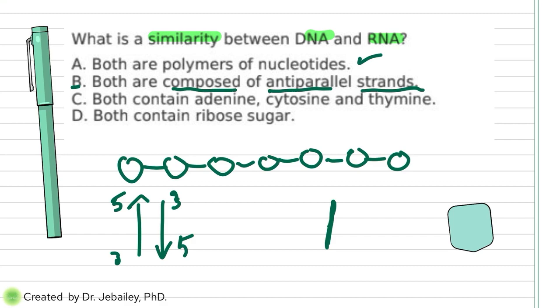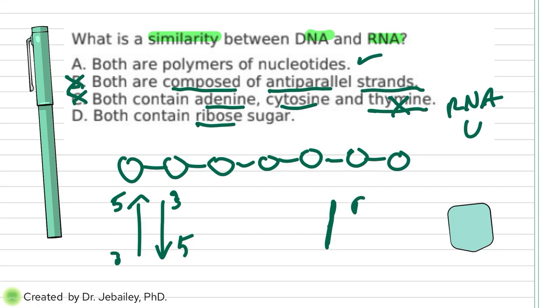So B could never be the answer. C, both contain adenine, cytosine, and thymine. Here is where the mistake is, because RNA does not have thymine, it has uracil. So C is out of the way. D, both contain ribose. That's not true because ribose is just for RNA, and the sugar for DNA would have been deoxyribose, so it's not D. So the right answer here is A.